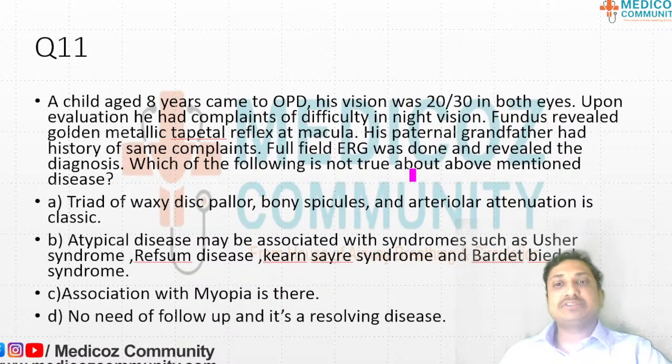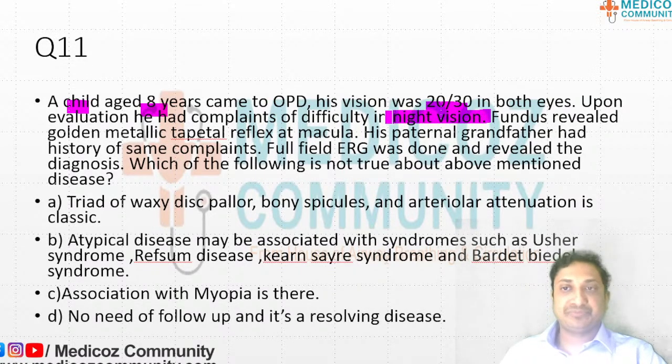Which of the following is not true about the above mentioned disease? So which is the disease that we are talking about? This is a child. This is an 8-year-old. He has come to your OPD with 20/30 vision. So fairly okay vision, but he has complaints in the night vision. Fundus has revealed golden metallic tapetal reflex at the macula.